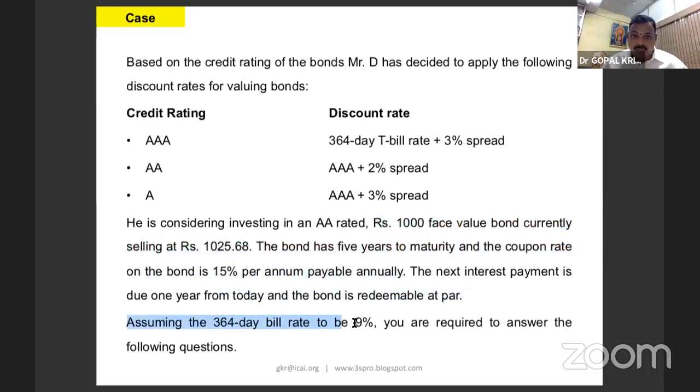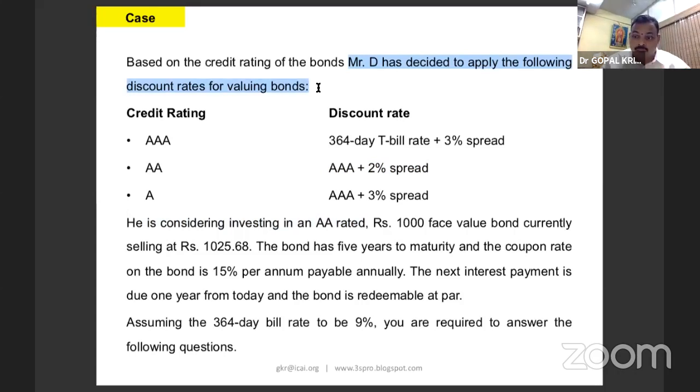Assuming the 364-day bill is 9%, 9% plus 3 is 12. AA rating is 12 plus 2, which is 14%. You are required to answer the following questions. He is considering investing in a AA rated bond. So 364 days is 9%, 9 plus 3 is 12, and AA is 12% plus 2. 14% will be the discount rate to apply for valuing the bond.